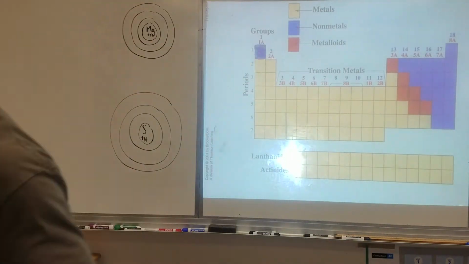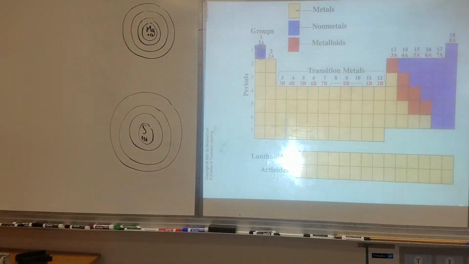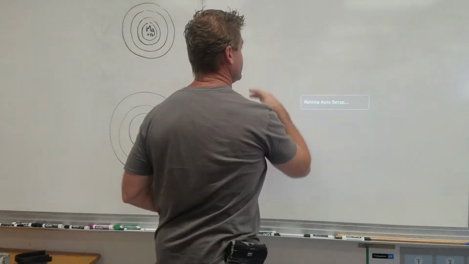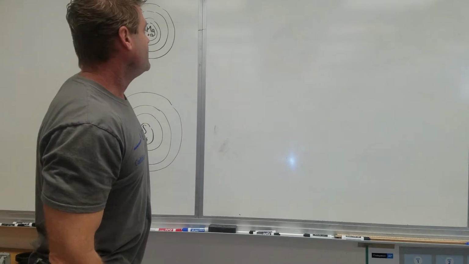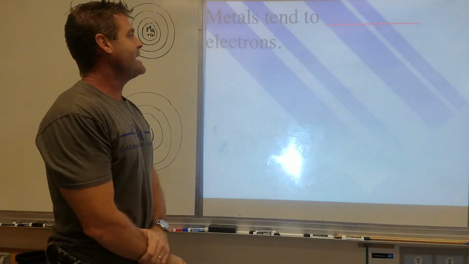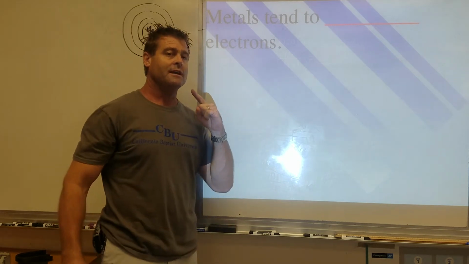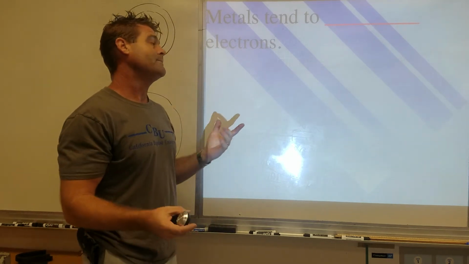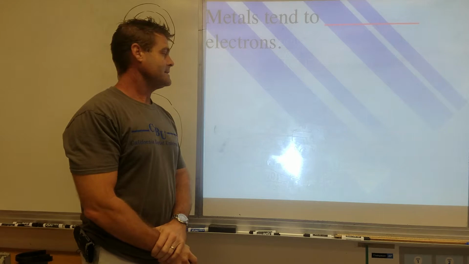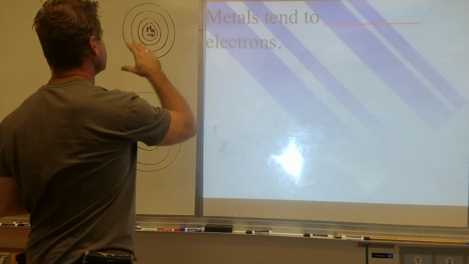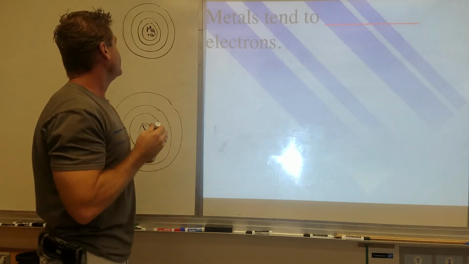Okay, so the question I had is, remember, metals are on the left side of the periodic table. It says metals have a tendency to what? What do you guys think? With electrons, you're either going to, well, let's look at this here. I think you might be able to make a prediction. We can use what's called the Bohr model of an atom.